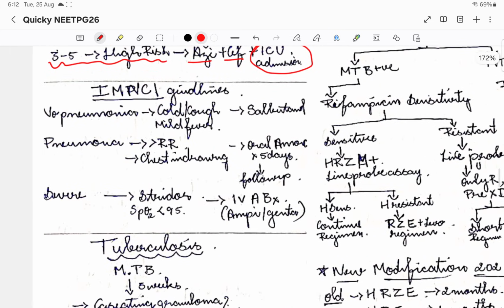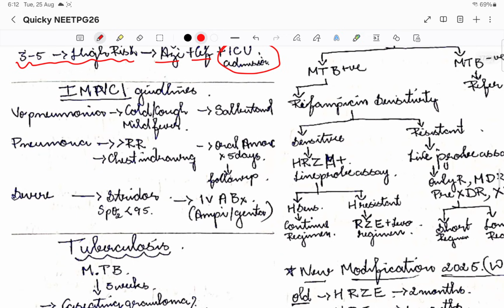Then coming to pediatric information about pneumonia, that is the IMNCI guidelines, right? The pink, green and yellow. IMNCI divides pneumonia as no pneumonia, pneumonia and severe pneumonia. In no pneumonia, there will be cold, cough or mild fever. It is considered as no pneumonia, and the treatment will be salbutamol, just the bronchodilators on OPD basis.